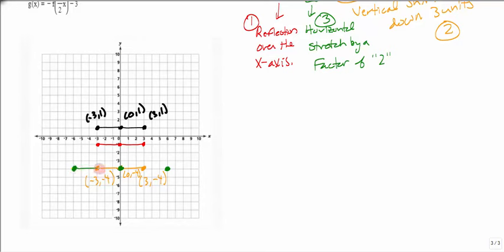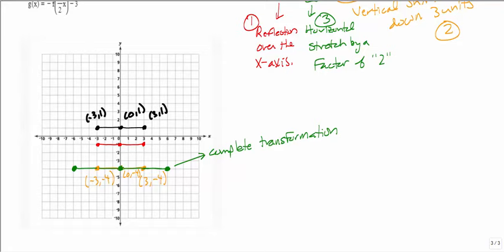So the green represents my transformation. So this is the complete transformation. You have to do the reflection first, and then you can choose how you want to do the other ones, whether you do the horizontal stretch or the vertical shift. It's up to you. But the reflection must come first.